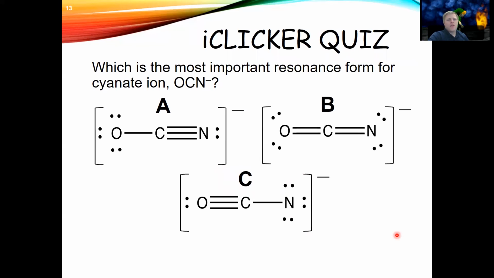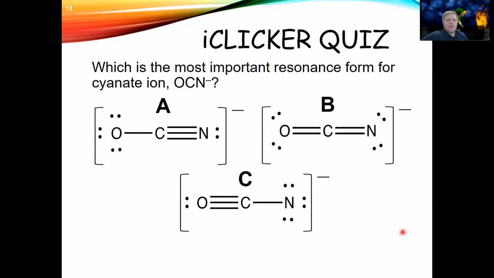With that, though, let me ask, what is the most important resonance form for the cyanate ion? So cyanate is OCN-. I have our 3 dominant resonance structures here, and I want you to figure this out. So you want to keep in mind formal charge and electronegativity.